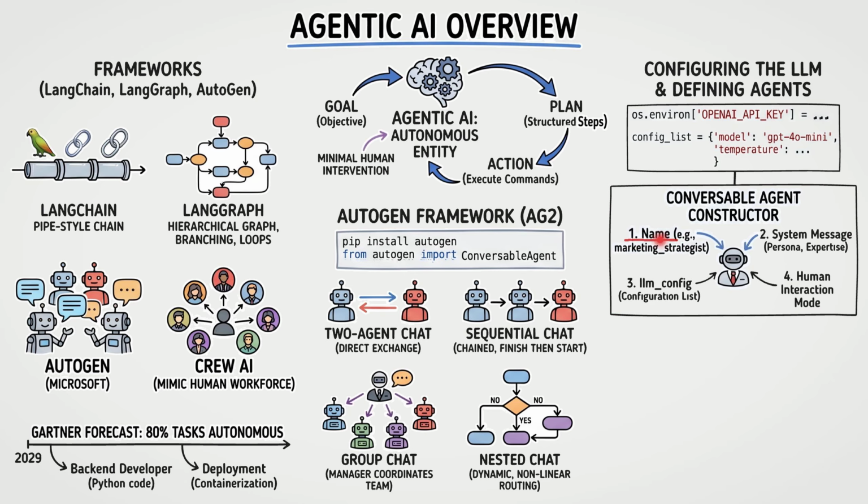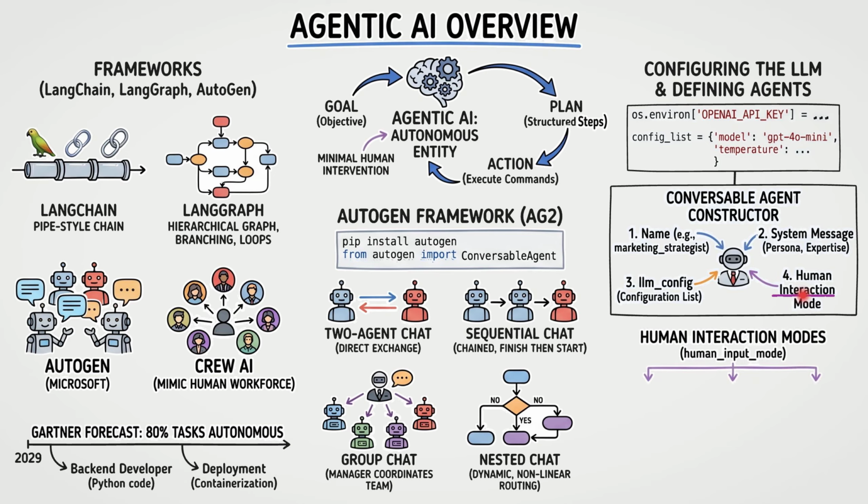First, we give it a name. Second, we provide a system message, which is basically the instruction manual defining its persona. Third, we pass in that LLM configuration list. And fourth, we define the human interaction mode.